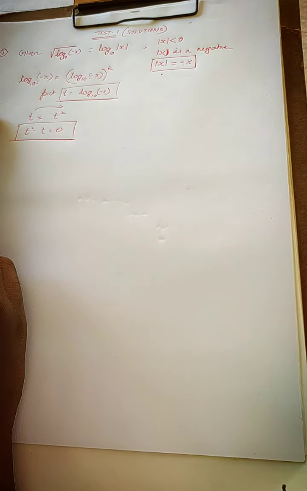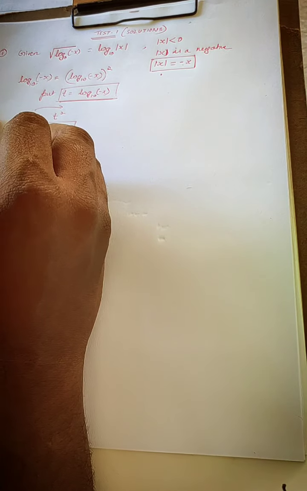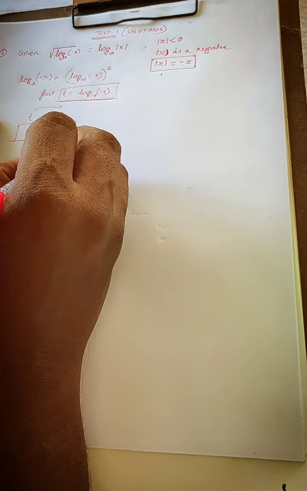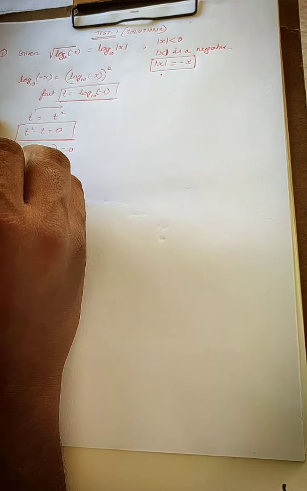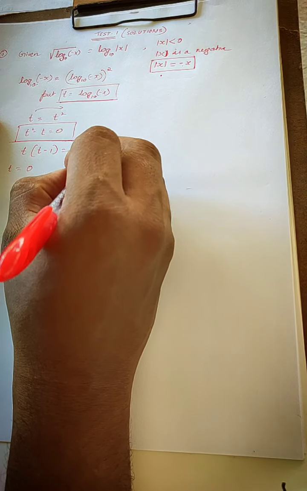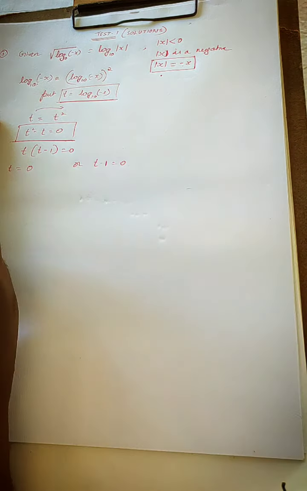So I hope you understood what I did. I just shifted their positions. So it becomes t square minus t is equal to 0. I'll take out t common among these two. It becomes t into t minus 1 is equal to 0. So here it is either t is equal to 0 or t minus 1 is equal to 0. Okay, the two conditions you got already.